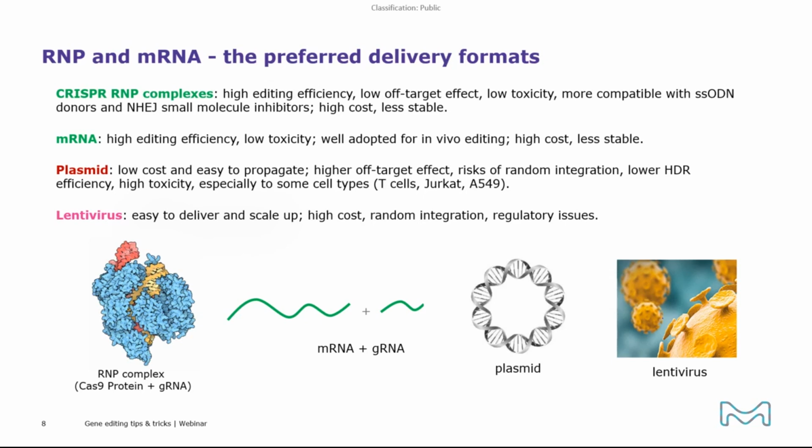In contrast, plasmid DNA and viruses pose random integration risks and have higher off-target effects due to their overexpression or long-lasting nature. Furthermore, some cell types, such as T cells, Jurkat, and A549, are highly sensitive to plasmid DNA in electroporation, especially when large plasmid vectors are used.